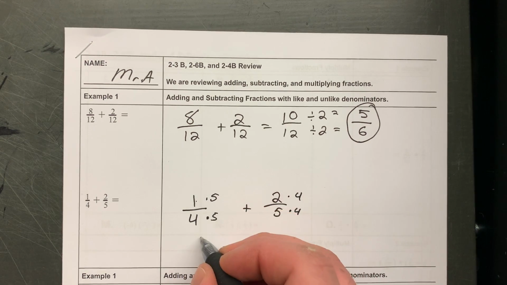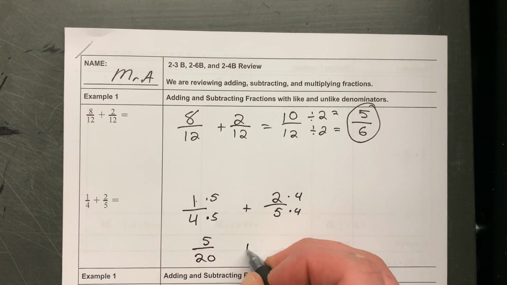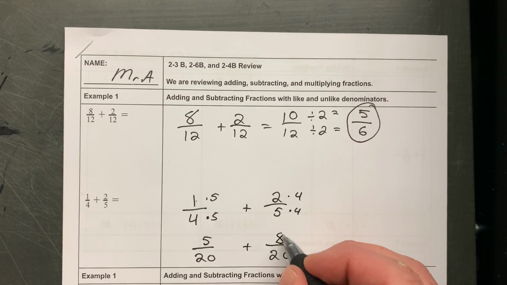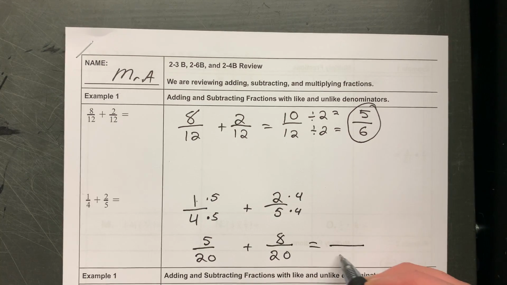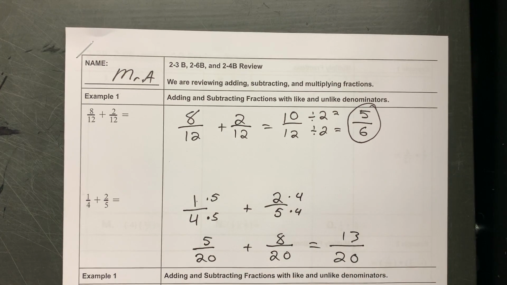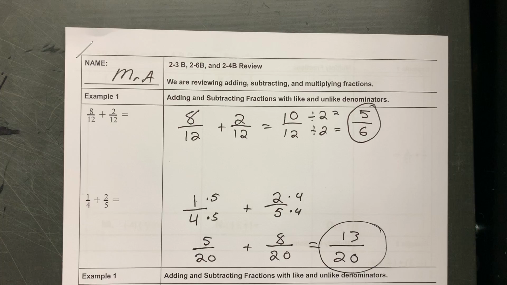What I get then is 1 times 5 gives me 5. Both my bottoms are going to be 20. And then 2 times 4 is 8. I can then add it straight across the top. The bottom stays the same. 5 plus 8 gives me 13 over 20. I can't reduce any farther from 13 over 20, so this is my final answer.